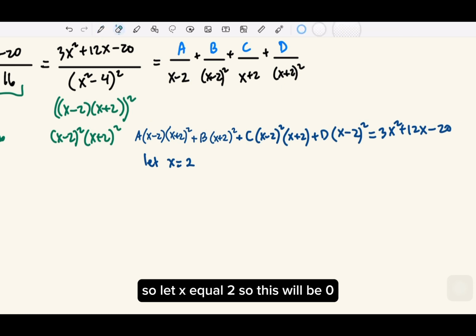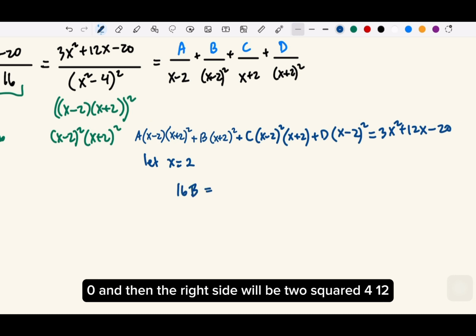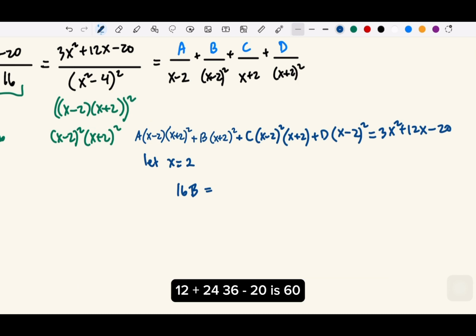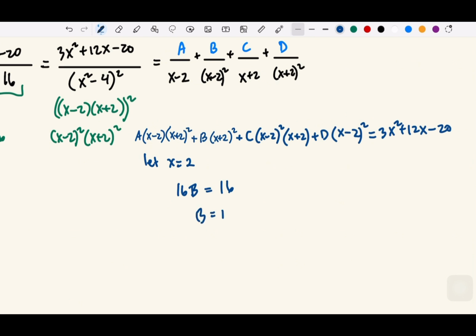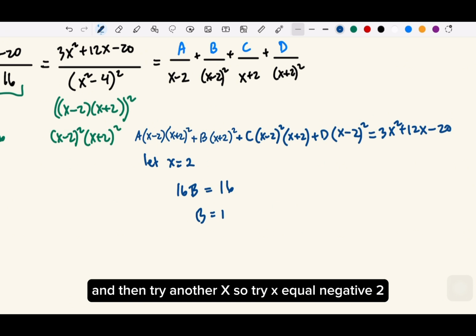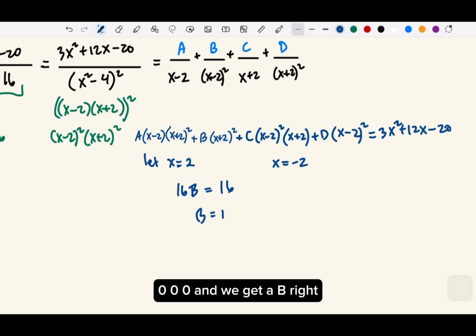So let x equal 2. This will be 0. This will be 4 squared, so 16B on the left, 0, 0, and then the right side will be 2 squared times 12, 12 plus 24, 36 minus 20 is 16. So B is 1, so at least we get one component. And then try another x. So try x equal negative 2. 0, 0, 0, and we get D.